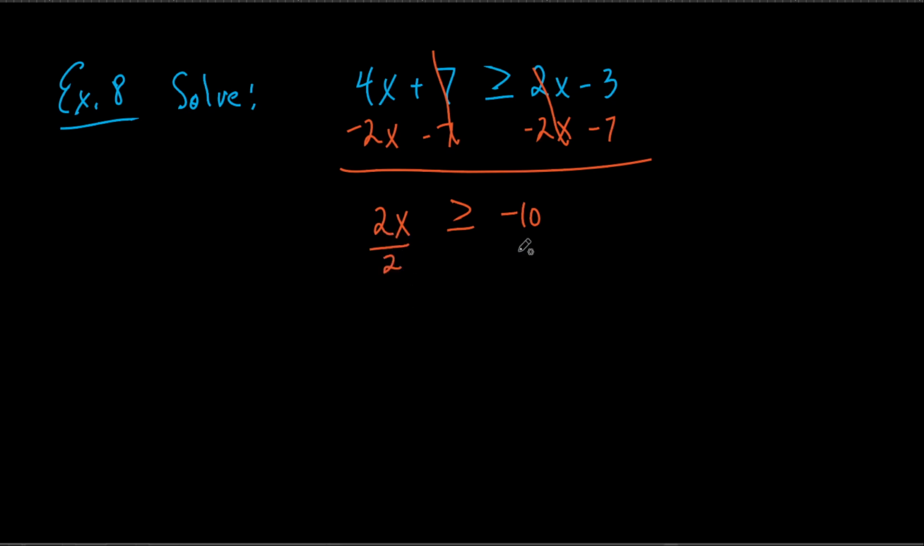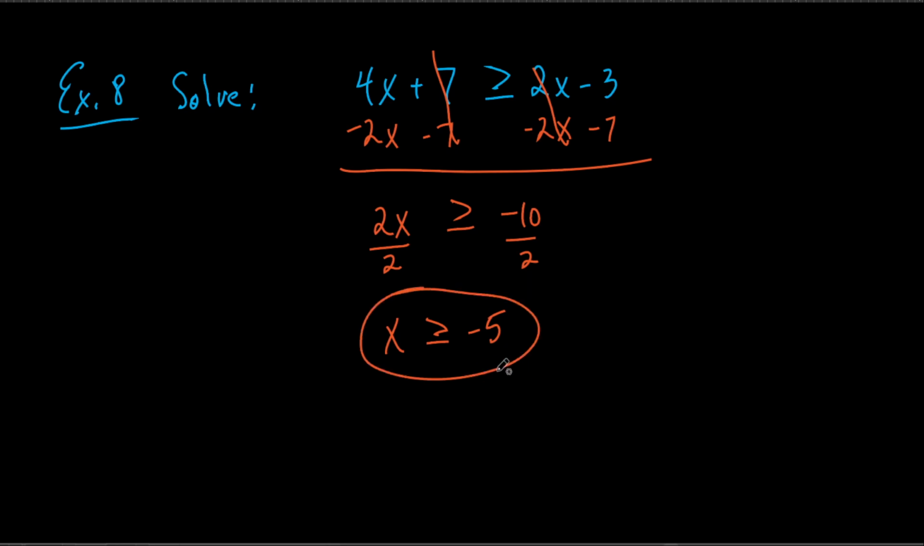So I divide by 2, divide by 2. Now, I did divide by a number. Does that mean I changed the inequality? No, it doesn't. If I divide by a positive number, it doesn't change it. Only if I divide by a negative number or multiply by a negative number. I didn't do that. I divided by a positive number, so this still stays the same. So this becomes an x. This is greater than or equal. Let's do some simplification. -10 over 2 is -5, and that is your answer.